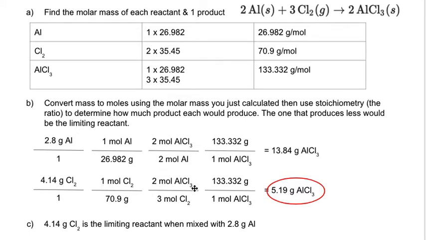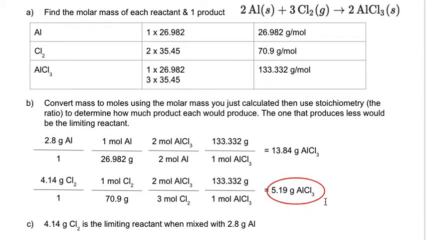Again, I need to convert this to grams. Because I have moles of AlCl3, moles of AlCl3 gets dropped down to the bottom. Then I use the molar mass that we calculated. Multiply across and divide, and I get 5.19.